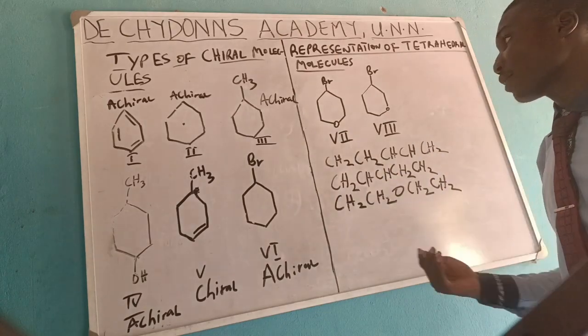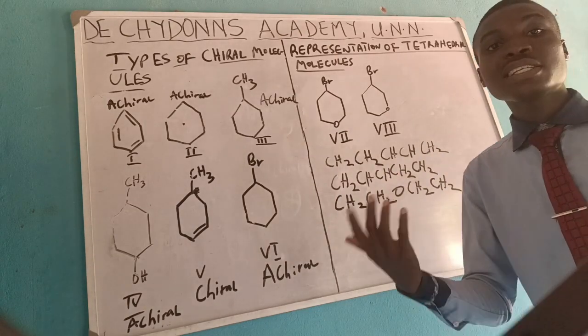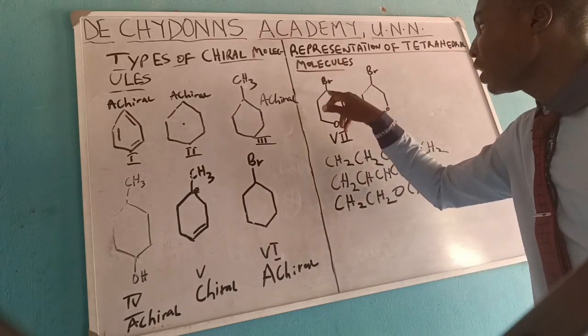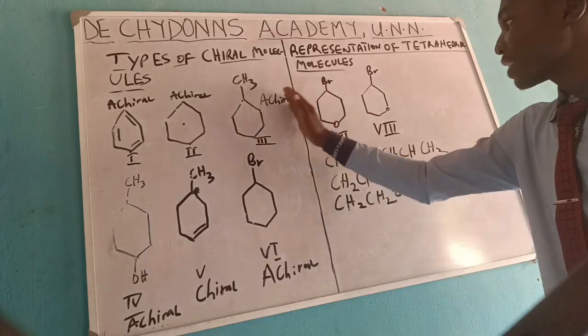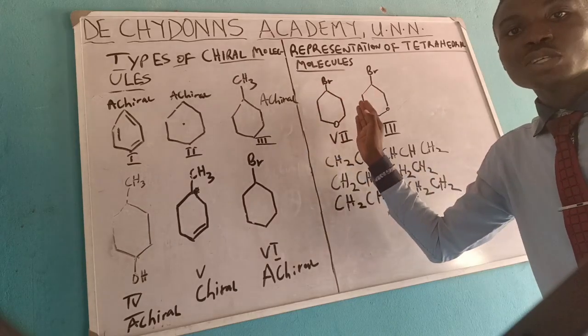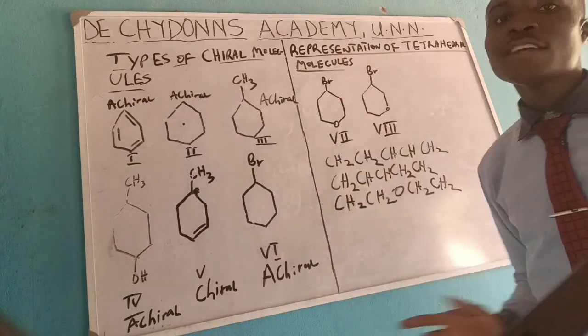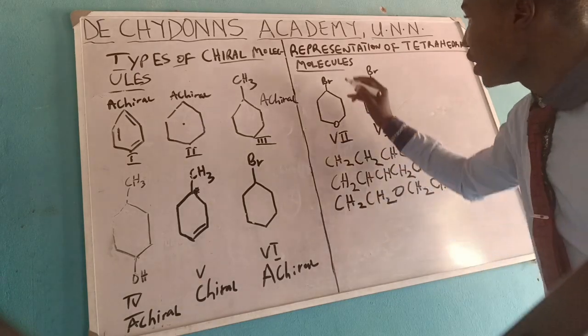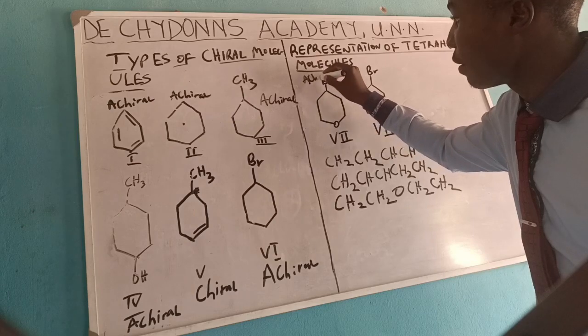Another thing again you want to ask yourself is, okay, what about the overall compound? Is it chiral? Now let us check. If you have a plane of symmetry that cuts through the bromine, carbon, and oxygen, this side automatically will be equivalent to this side. So it simply means that there's a plane of symmetry. Automatically, compound number 7 is going to be an achiral compound.